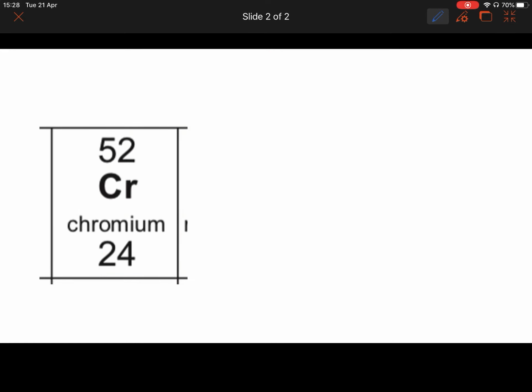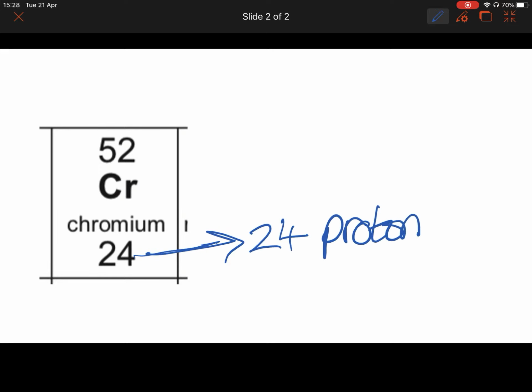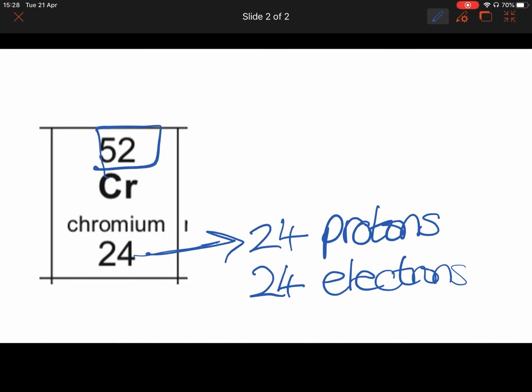Okay, so let's have a go and let's do one more. So this is chromium. Now again, that bottom number is nice and easy. 24 is our proton number. So this means that we must have 24 protons because that's our proton number. It must also mean that we've got 24 electrons, because they must be the same. Protons and electrons for any normal atoms, not ions, but any normal atoms, they must be the same, 24 of each. Then we've got 52 as our mass number.